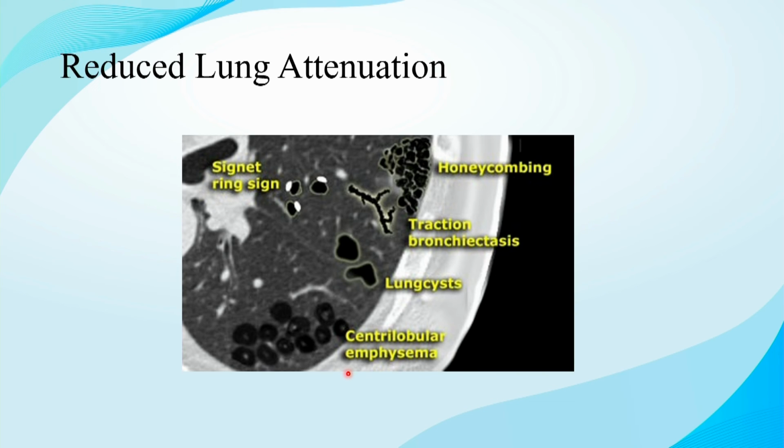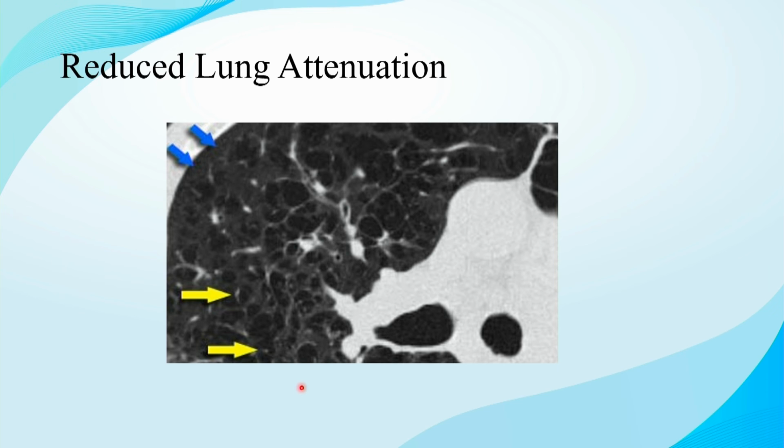Another pattern is reduced lung attenuation, which is a topic in itself, so we won't be covering it. There are multiple causes, like lung cyst, air trapping, honeycombing, bronchiectasis, emphysema. They can all result in a decrease in lung attenuation. As in this case, this is a case of centrilobular emphysema, in which the entire center of the lobule is destroyed, and it results in the centrilobular emphysema pattern.